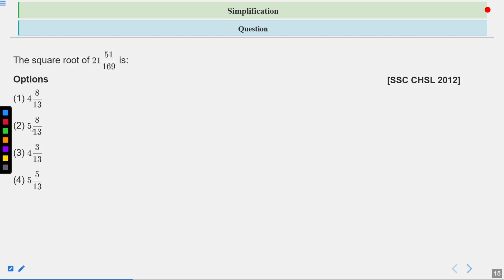The square root of 21 and 51 upon 169 is, and this question was asked in the SSC CHSL exam in 2012. So there are 4 options. First one is 4 and 8 by 13. Second is 5 and 8 by 13. Third one is 4 and 3 by 13. Fourth one is 5 and 5 by 13. Now you have 10 seconds to analyze the question. Your time starts now. Now time's up. Let's see the solution of this question.